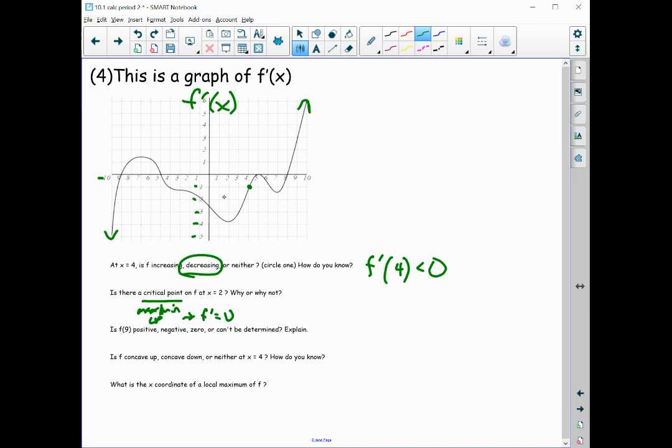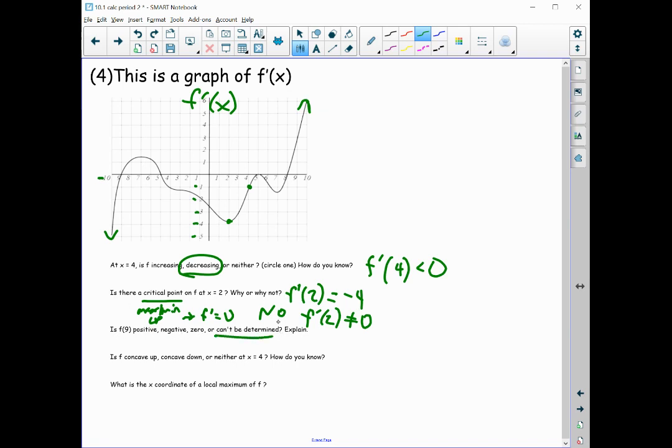Okay, so looking at x equals 2, f prime of 2 equals -4. So the answer is no, because f prime of 2 doesn't equal 0. Now you're like, but isn't that a minimum? And the answer to that is yes, it's a minimum on the f prime graph. That doesn't mean it's a minimum on the f graph, okay? Two different graphs.